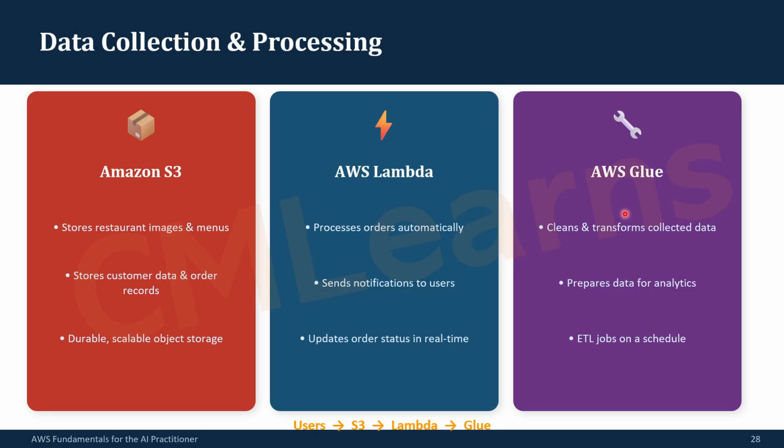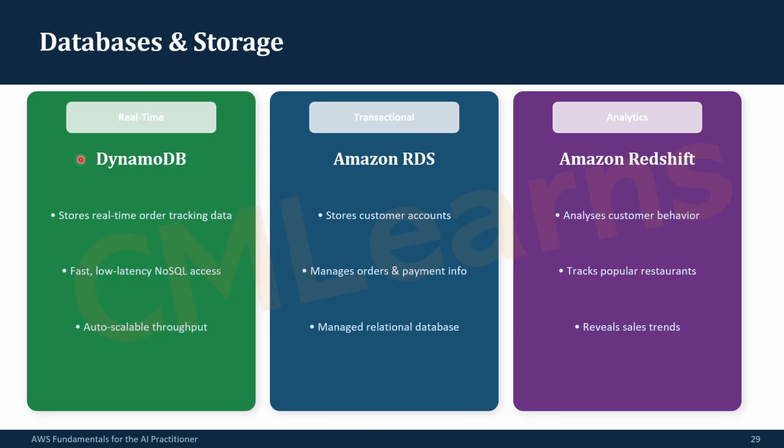What is Glue? AWS Glue cleans and transforms the data collected from S3 and the real-time data collected here, and it prepares data for analytics and ETL jobs on schedule, that is extract, transform, and load. So that is Amazon S3, AWS Lambda, and AWS Glue. We'll be learning much more about Glue and Lambda in later classes, and S3 we already know what it is. Next, these are storage and databases.